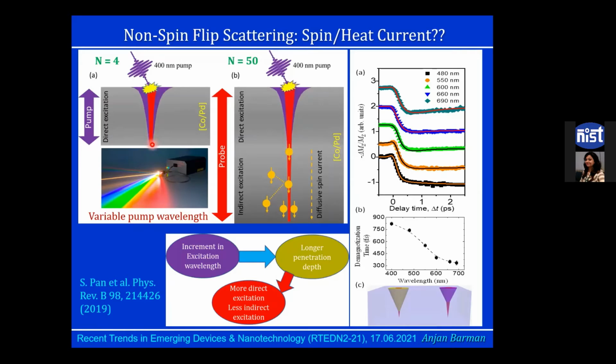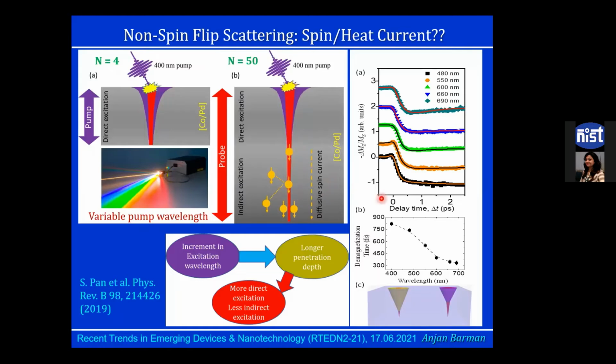But in this case, when you go to n equals 50, in addition to this direct excitation, you will also have an indirect excitation. So in this region, the probe beam still penetrates, but the pump beam doesn't penetrate. So the demagnetization is still happening here because of the transport of thermal current and spin current from the top part, the directly excited part. This is our hand-waving, or qualitative, understanding first.